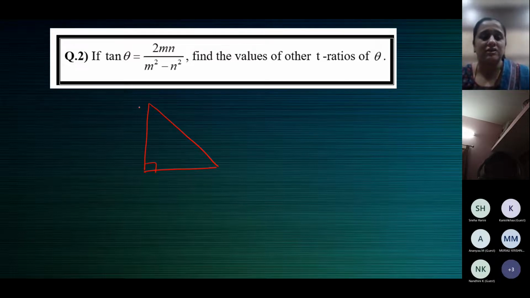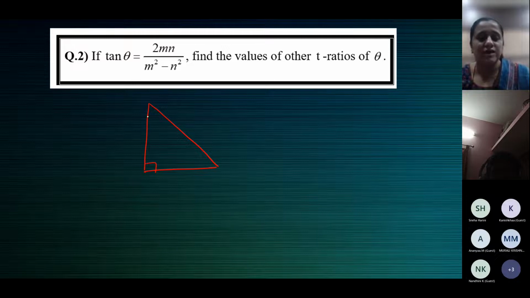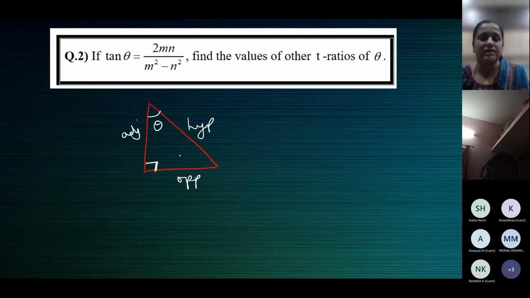We are given tan theta. What does tan theta connect? It connects the opposite side and the adjacent side. Tan theta is equal to opposite by adjacent. So mark any one acute angle as theta. This is a right triangle, and this is the right angle, so the remaining two angles are acute angles. You can mark any one of the two acute angles as theta. If you mark this as theta, this is the opposite side, and this will be the adjacent side. This is the hypotenuse because it is opposite the right angle.